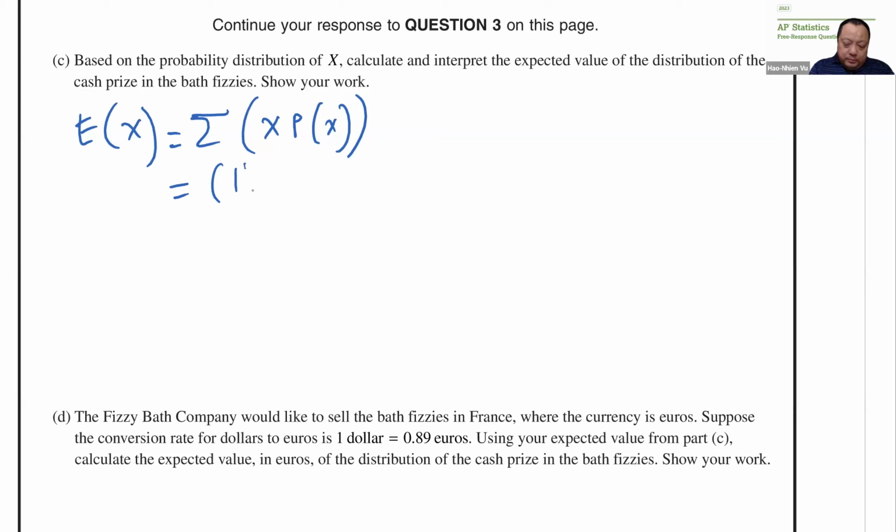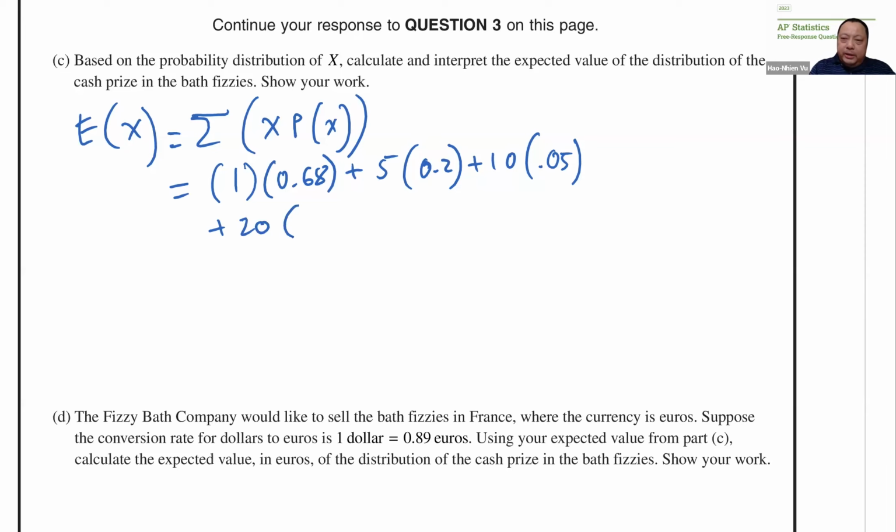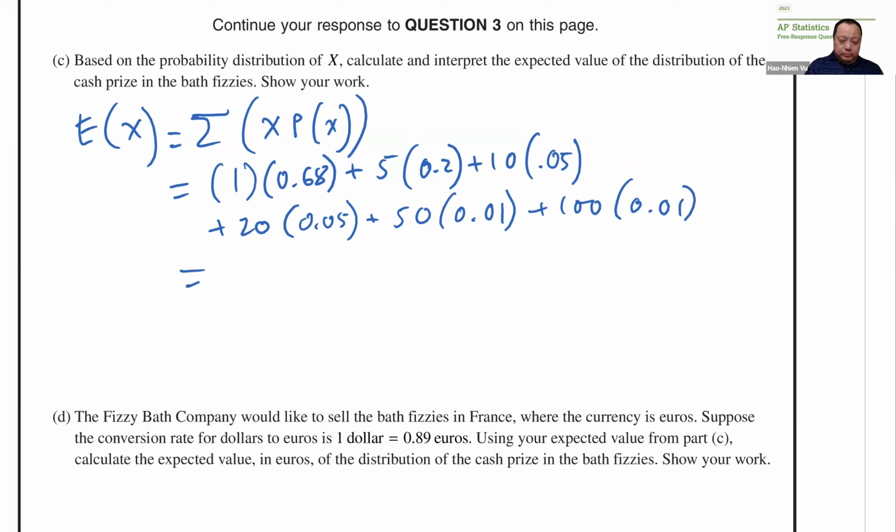1 times 0.68, that's $1, plus 5 times 0.2, 10 times 0.05, 20 times 0.05, 50 times 0.01, 100 times 0.01 is 4.68. And what does this mean?